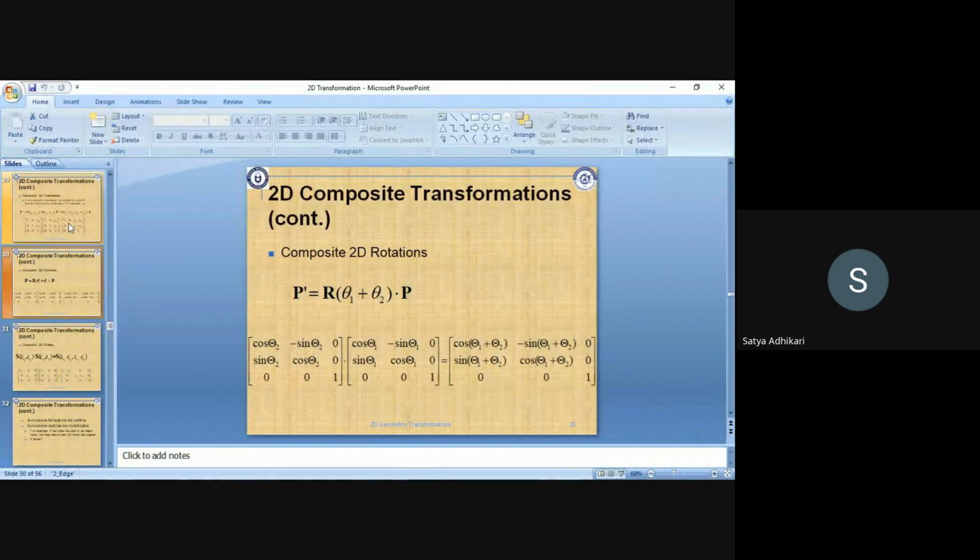Okay, so we have to finally apply this single matrix M to P. We need not rotate both one by one. You have to first multiply M1 and M2, it will become M, and then multiply M with P to get P dash.